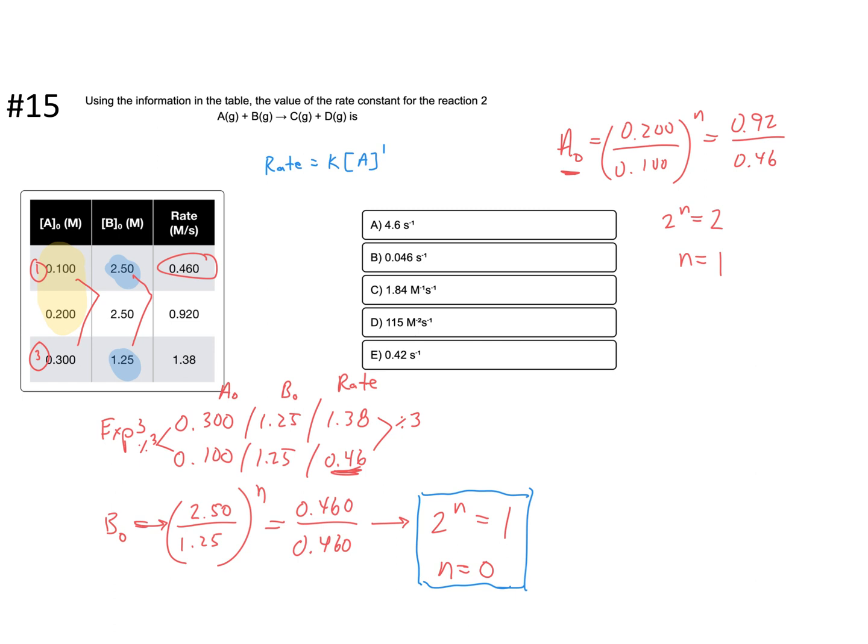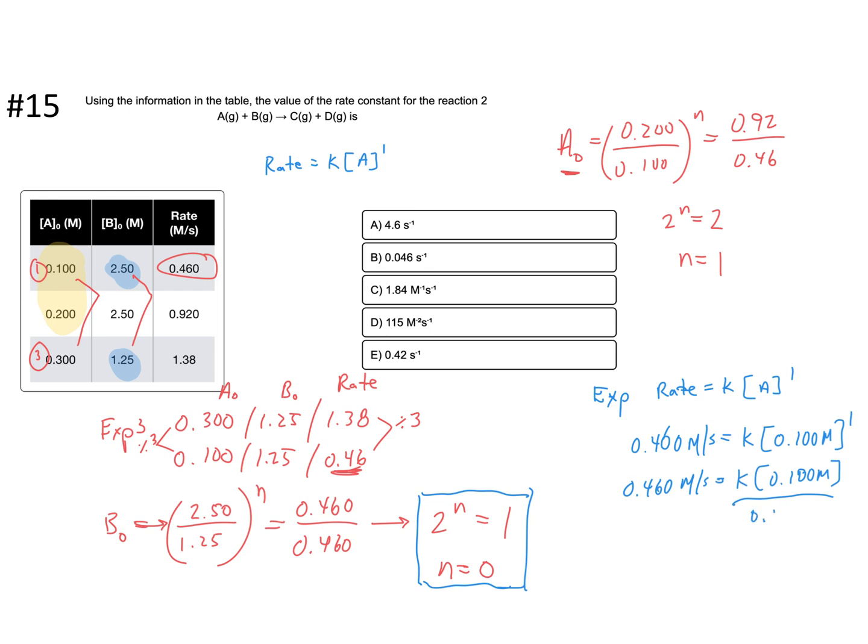Now we can find the rate constant. To do that, we're going to take our rate law and just pick one experiment. So I pick experiment 1. I'm going to take my rate law, rate equals the rate constant times concentration of A to the first. My rate is 0.46 molar per second. I don't know the rate constant of the reaction, and I have that my concentration of A is 0.1 molar to the first. So I get 0.46 molar per second equals K times 0.1. Divide by 0.1.